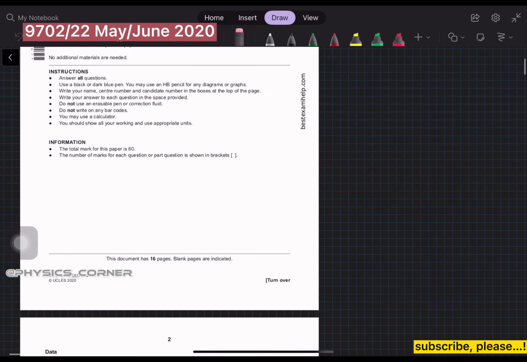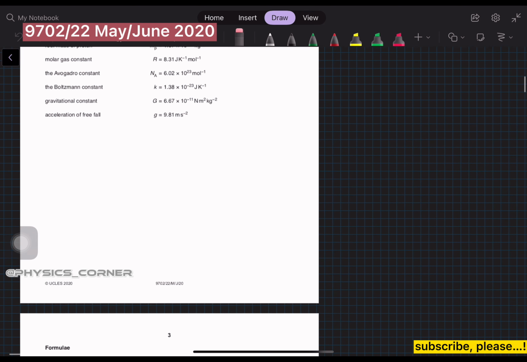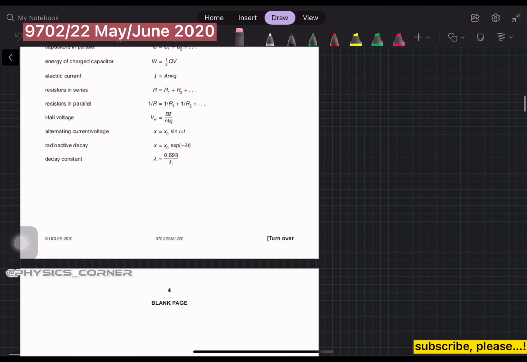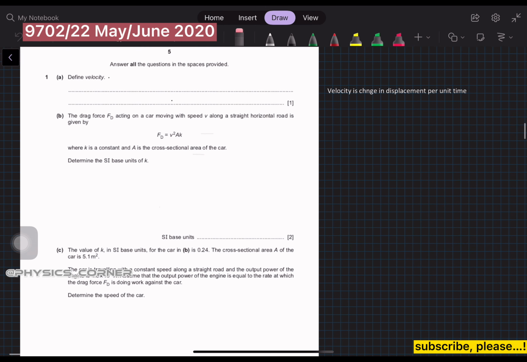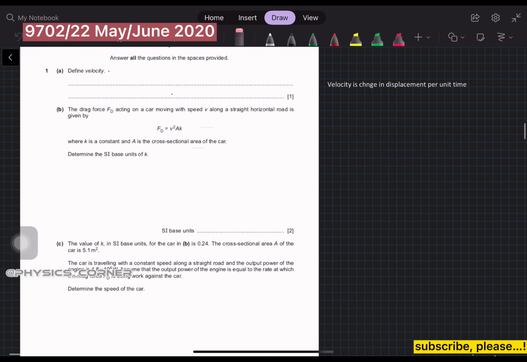Okay, let me check question 1, 2, and so on. I scroll up. This is the data, this is the formula, and a blank page, and this one is number 1. So let's check question 1.